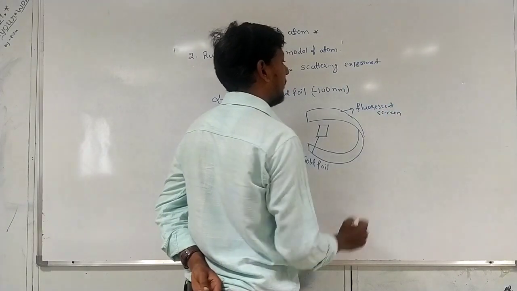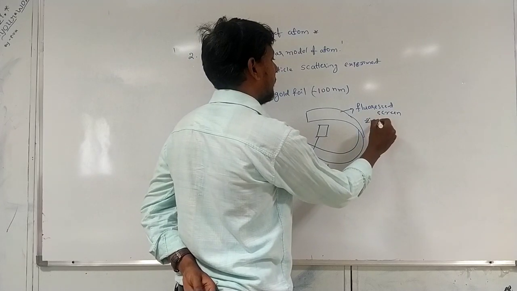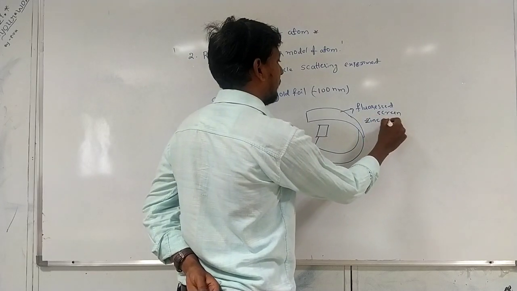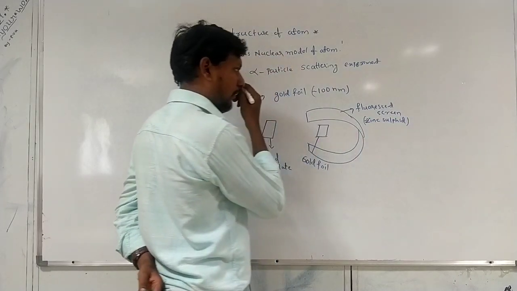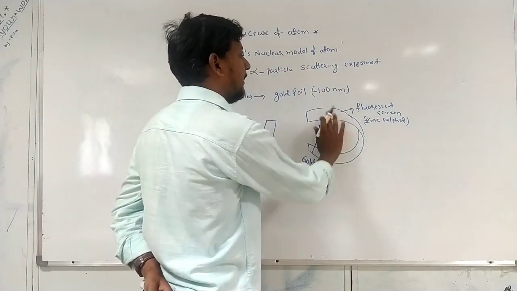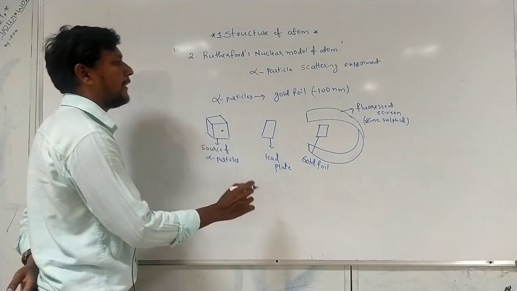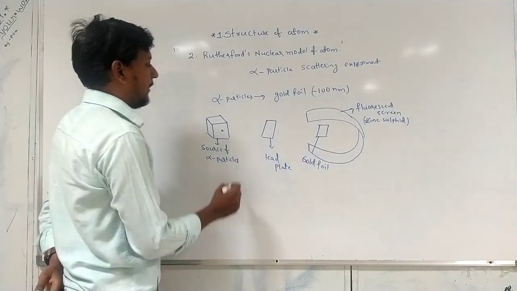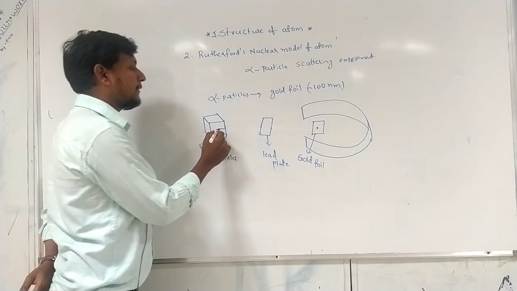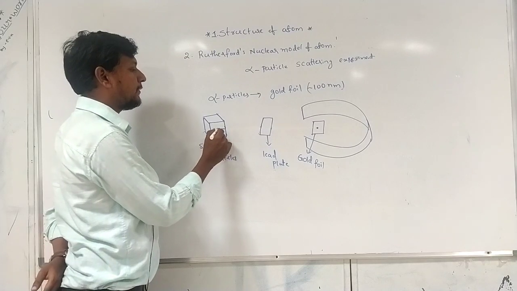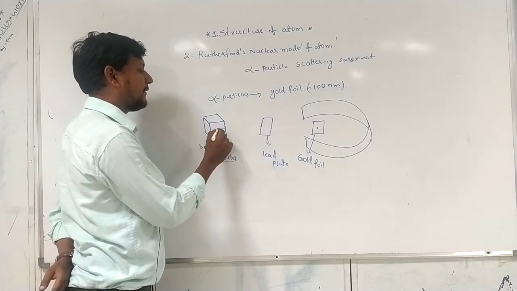Now, which type of fluorescent screen, which material is taken? Zinc sulfide screen acts as a fluorescent screen. Sometimes it is mentioned as a photographic plate. That is also correct, you can accept all. Right. This is the source of alpha particles, the radioactive source which can emit alpha particles.